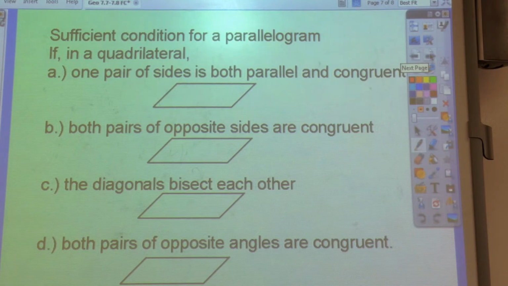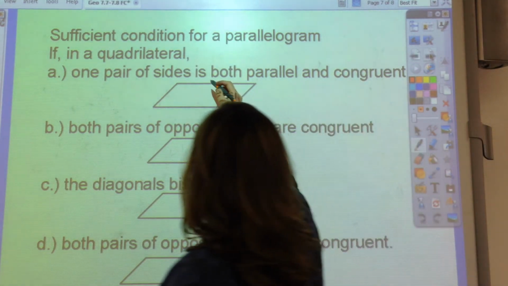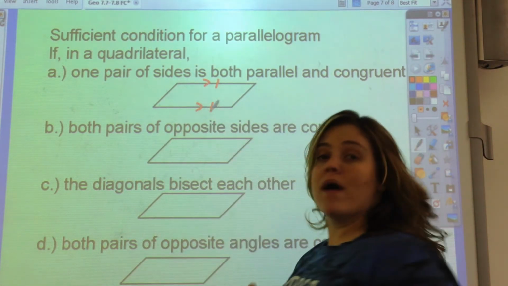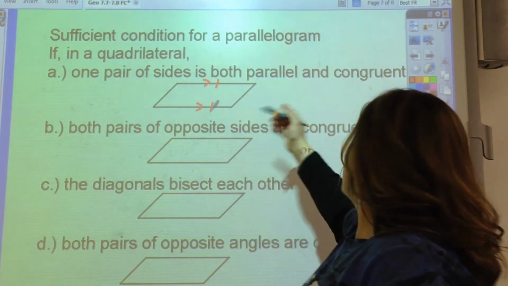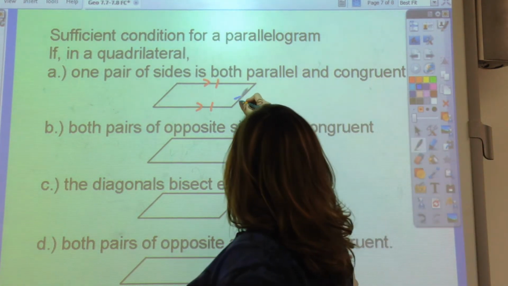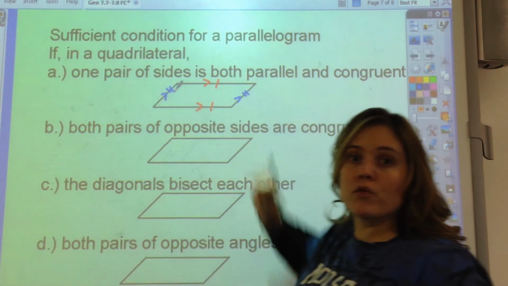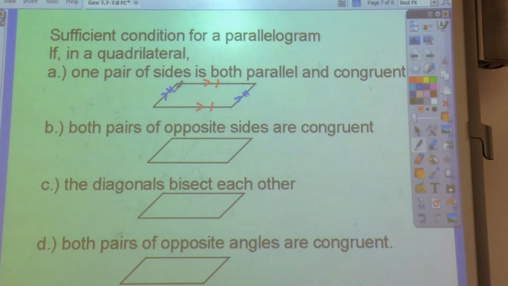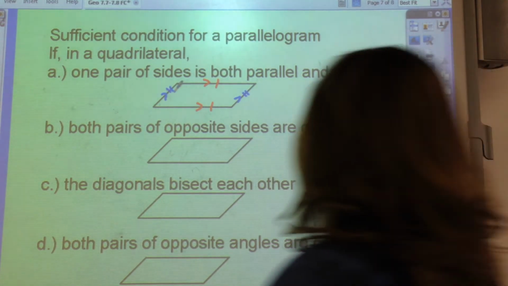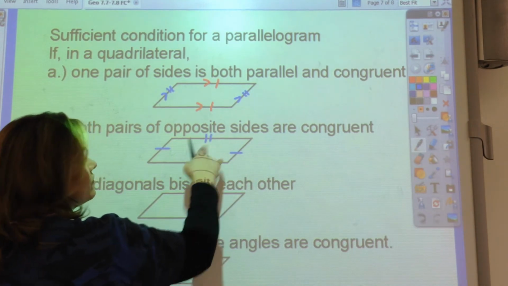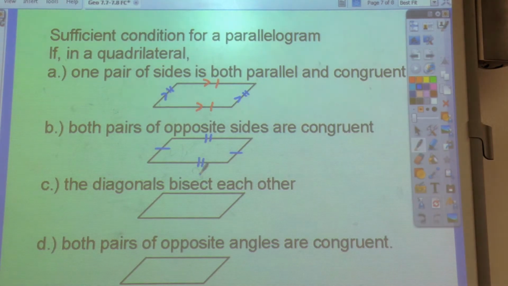A sufficient condition for a parallelogram, if it's a quadrilateral, is that one pair of sides is both parallel and congruent. So that means I would need one of these parallel sides to be both parallel and congruent. Or I could know this side. If I know either the blue piece or the red piece, I can say it's a parallelogram. Or I could know both pairs of opposite sides are congruent. If I know both of these pieces, then I can say it's a parallelogram.